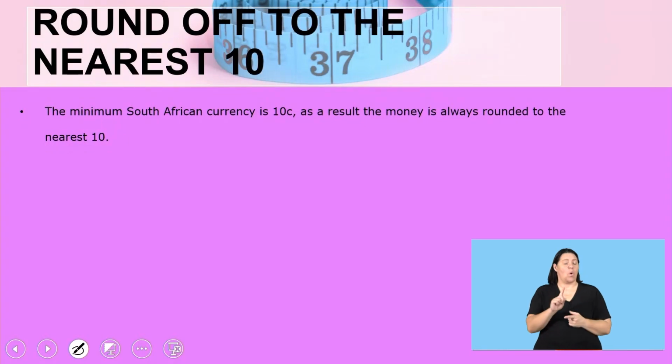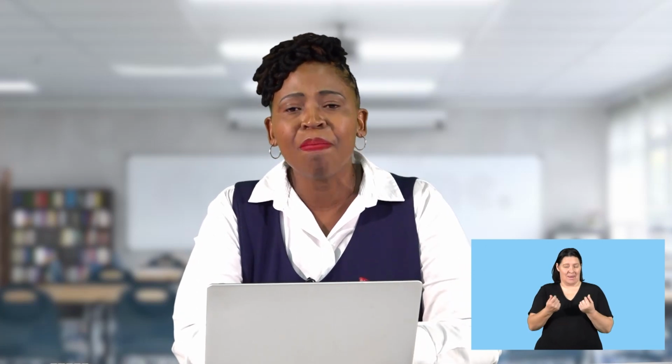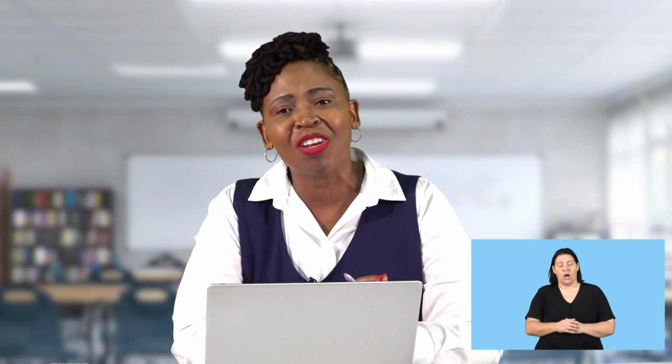What is key now is that the reason why we're dealing with rounding off to the nearest 10 is because, as you look at the South African currency, the minimum currency that we have is 10 cents. As I said at the beginning of this lesson, the prices are in such a way that they've got 99 cents, 99 rand, etc. at the end. And we need to round off always to the nearest 10. So this is so necessary.